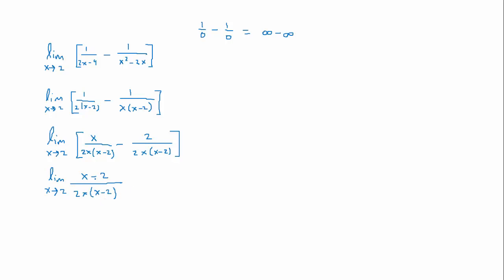And now you can see we have this common factor of x minus 2. And since x is approaching 2, not necessarily equal to 2, we can cancel those out. And we have the limit as x approaches 2 of 1 over 2x. Now we can substitute the 2 in for the x, and we get an answer of 1/4.